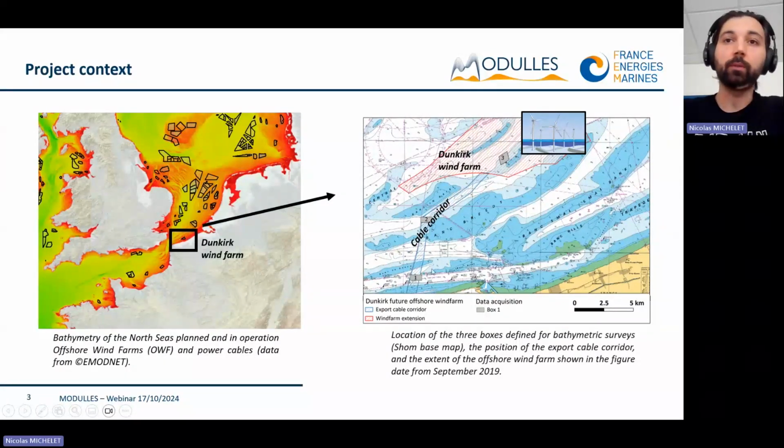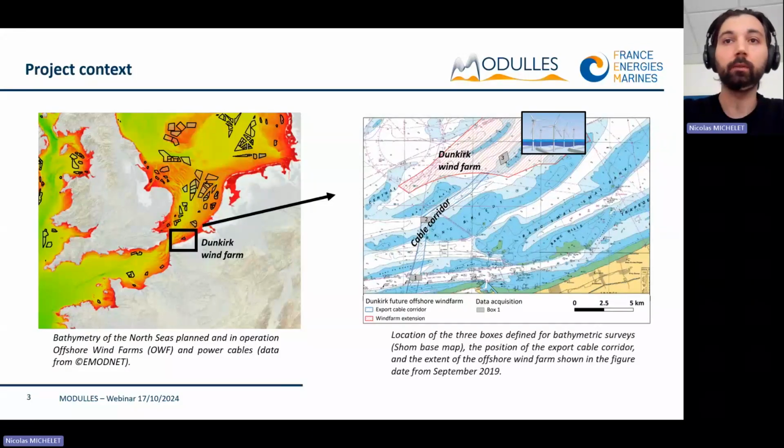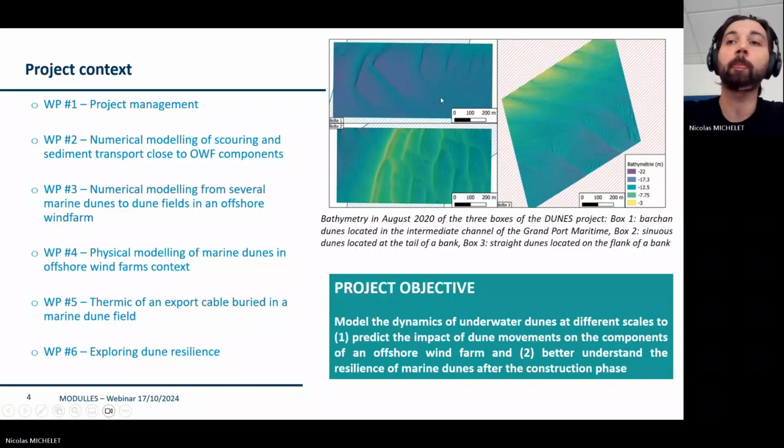As you can see, we have 3 boxes on this image, and some bathymetric surveys were performed in a previous project. On this picture, we have an extraction of the data collected. We have a lot of dunes, with different shapes and different heights. For example, you can see here some Barkhan dunes or rectilinear dunes.